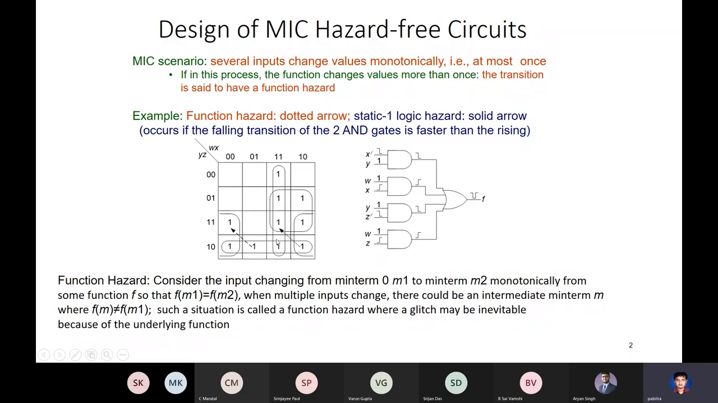Note that in SIC, what we did, the transition cube was just two adjacent cells. So we had an AND gate covering two adjacent cells. Here they are larger. So we have an AND gate covering this transition cube. And others, why do we have a hazard there?